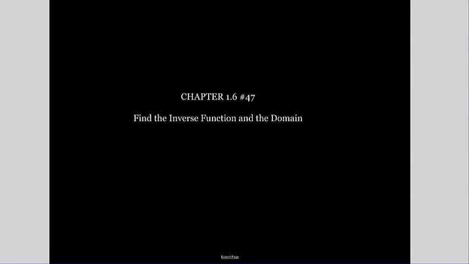In this tutorial, we will find the inverse function and the domain of the inverse function.